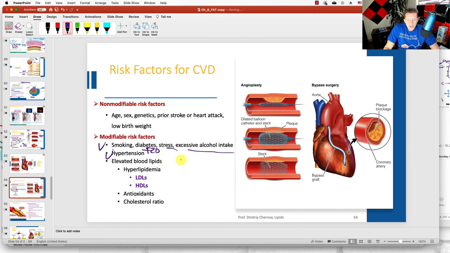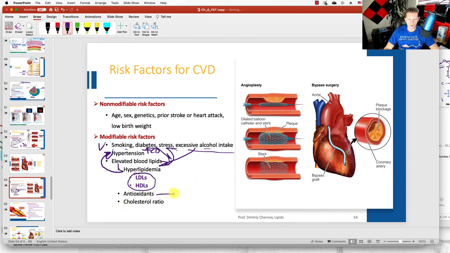Elevated blood lipids constantly: type 2 diabetes can actually lead to that. Hyperlipidemia can lead to hypertension, and vice versa. Stress can lead to hyperlipidemia. Excessive alcohol intake can lead to hyperlipidemia, and hyperlipidemia can lead to hypertension. So smoking, diabetes, stress, excessive alcohol can lead to hyperlipidemia, which is elevated blood lipids. So I'm slowly getting to LDLs and HDLs.